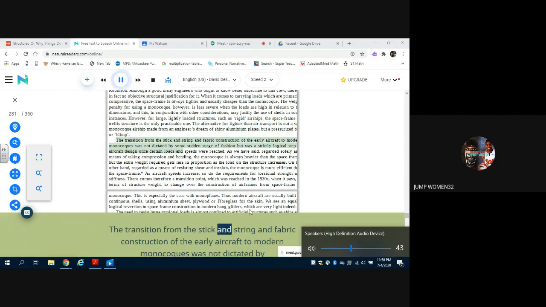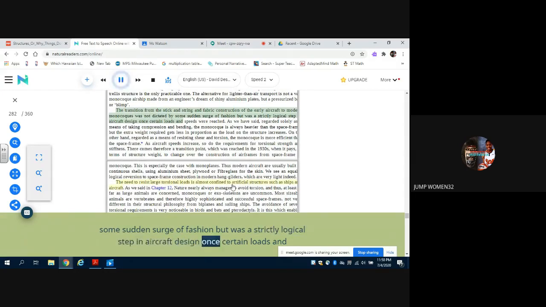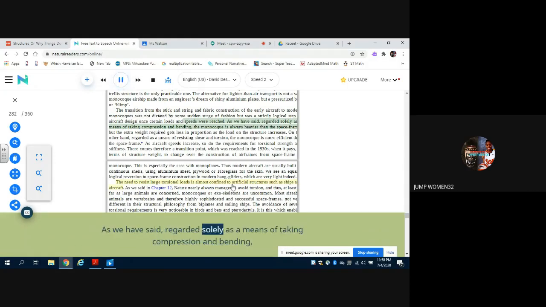The transition from the stick and string and fabric construction of the early aircraft to modern monocoques was not dictated by some sudden surge of fashion but was a strictly logical step in aircraft design once certain loads and speeds were reached. As we have said, regarded solely as a means of taking compression and bending, the monocoque is always heavier than the space frame. But the extra weight required gets less in proportion as the load on the structure increases. On the other hand, regarded as a means of resisting shear and torsion, the monocoque is more efficient than the space frame.